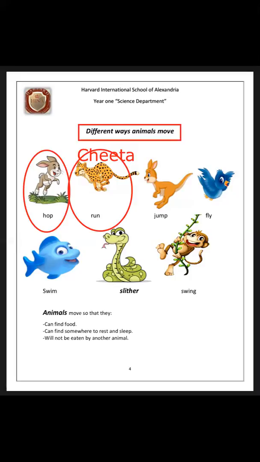Next to the cheetah is a kangaroo. What does a kangaroo do? Oh, it jumps. Yes, it does. And it's really fast too. When he jumps, he really jumps high. So a kangaroo jumps.